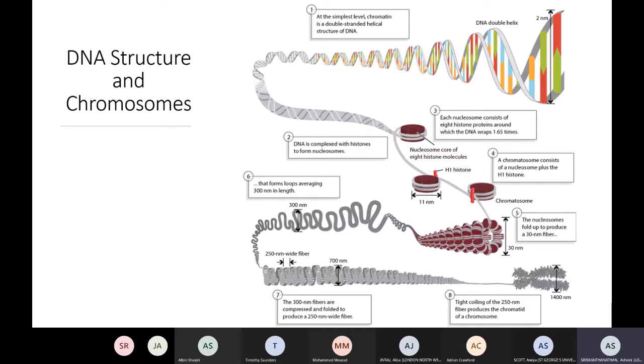But just to go through what actually happens. The chromatid is basically a double-strand structure of the DNA itself. This then forms complexes with histones, specifically 8 histones, which form a nucleosome, which wraps around exactly 1.65 times. I remember that coming up in one of the practice questions I did, and it just really annoyed me. And then these chromosomes consist of nucleosomes plus a histone, which then folds up, and these continue spiraling and compressing into fibers, which eventually produces the chromatid of a chromosome.